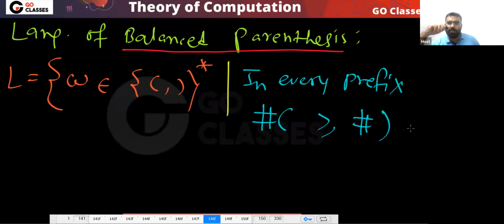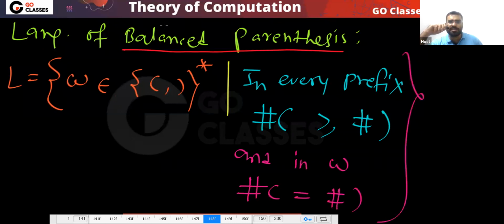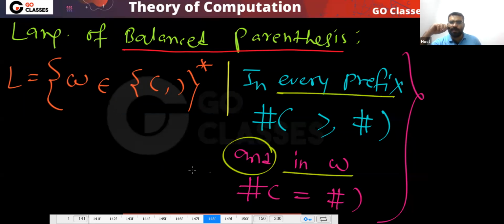Okay, so tell me, what should I do? And in the string W, number of open parentheses must be equal to number of closed parentheses. Now this is correct, yes or no? In every prefix this should happen, and in every W this should happen. This is the definition of balanced parenthesis.